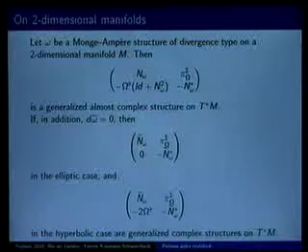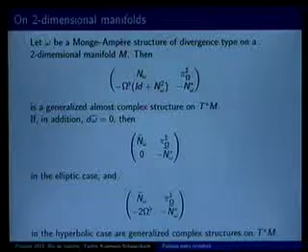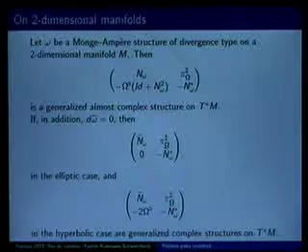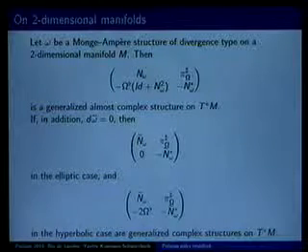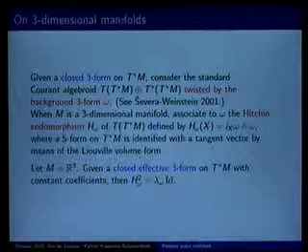And then if omega tilde is closed, this thing simplifies to either this structure in the elliptic case or that structure in the hyperbolic case. And they become generalized complex. So that was on two-dimensional manifolds. Now, what happens on three-dimensional manifolds?